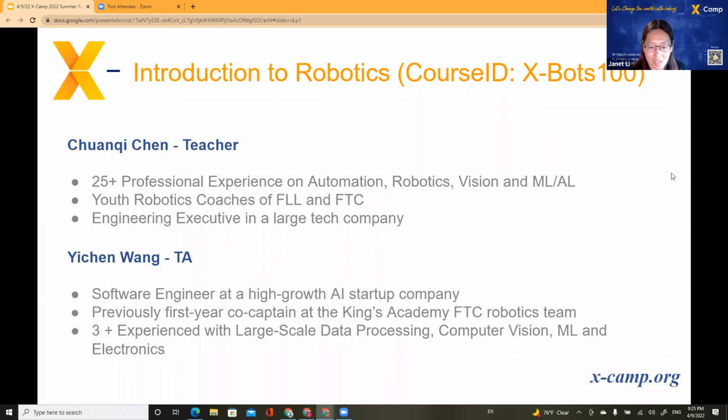So Yi-Chen is going to be our TA for this class, and he has had a lot of passion for robotics since he was a little kid. And now he is a software engineer working at an AI startup company. And I strongly believe he will be a great TA, and he will be the best friend for your kids who are going to join our robotics class this summer.